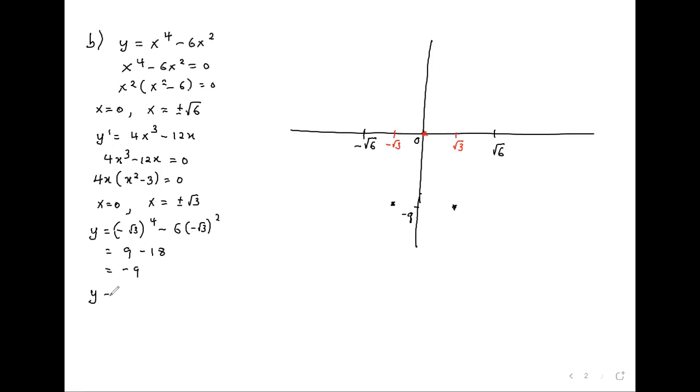We are substituting again positive root 3 to the power 4 minus 6 root 3 squared. So we'll get negative 9 again because the first one is 9.